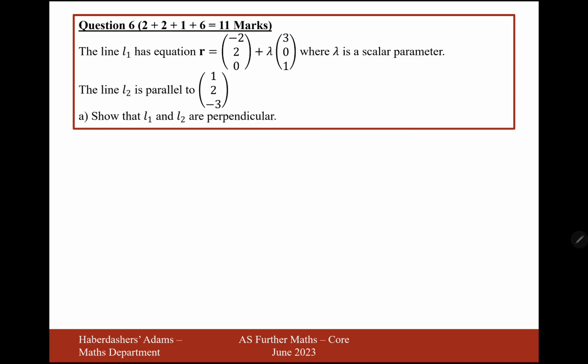The line L1 has equation r = (-2, 2, 0) + λ(3, 0, 1), where λ is a scalar parameter. The line L2 is parallel to (1, 2, -3). Show that L1 and L2 are perpendicular.